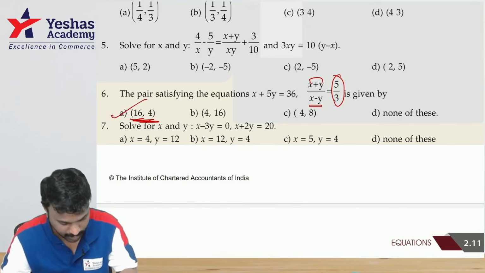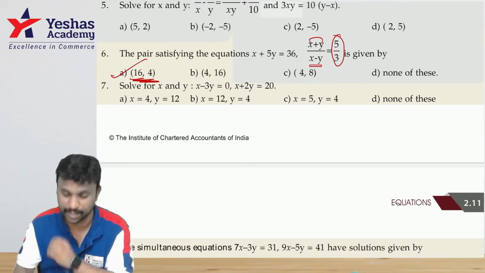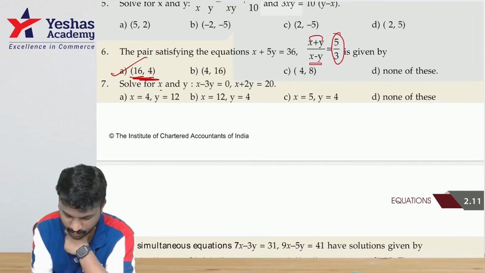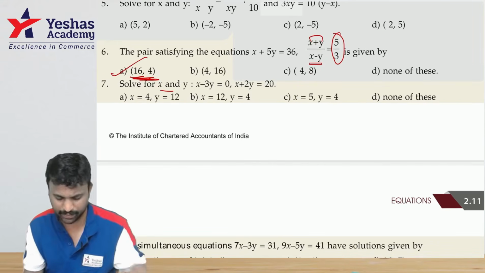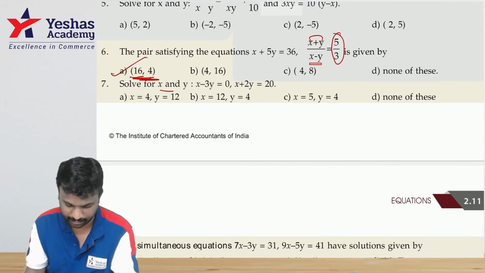Have you understood? Option A satisfies both the equations. Guys, moving on to the next question. Solve for x and y. The two equations are given. So let us plug in the options.